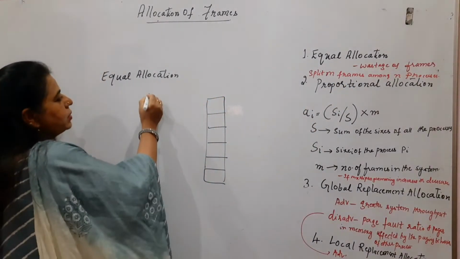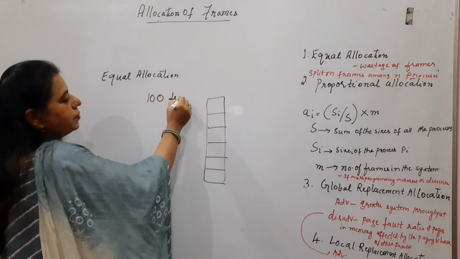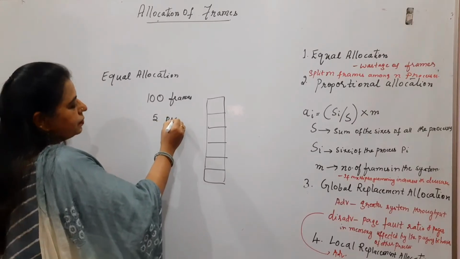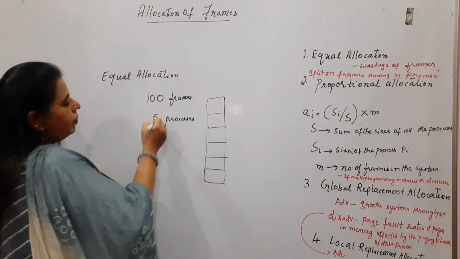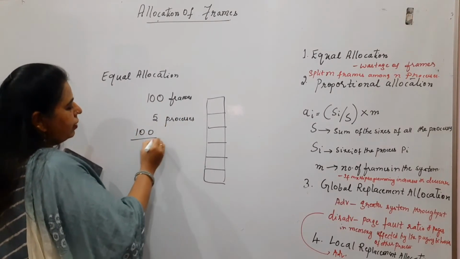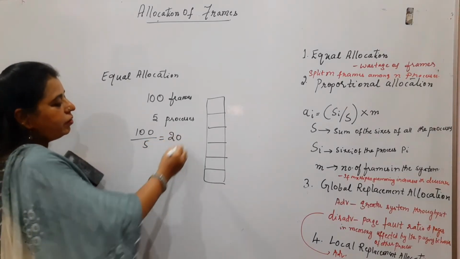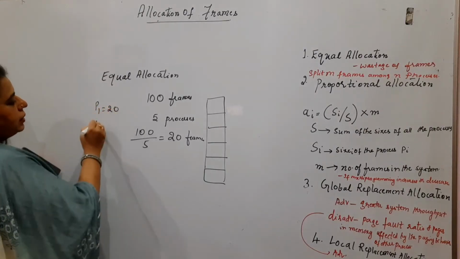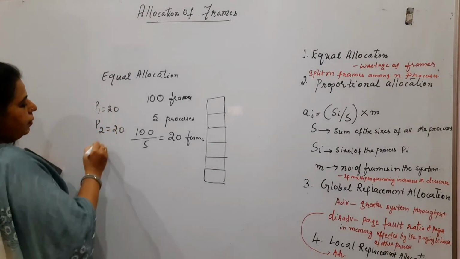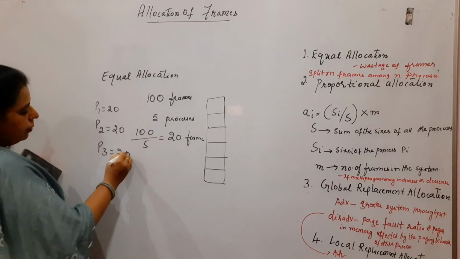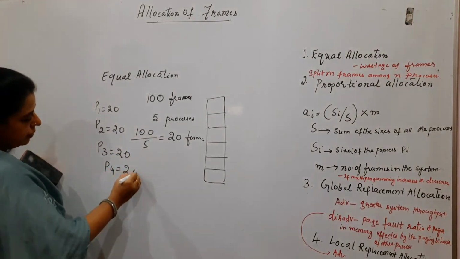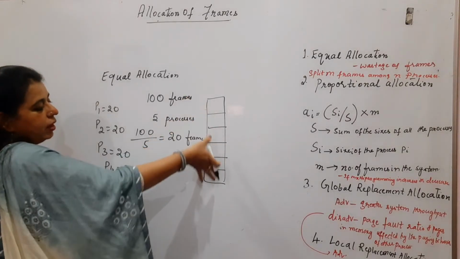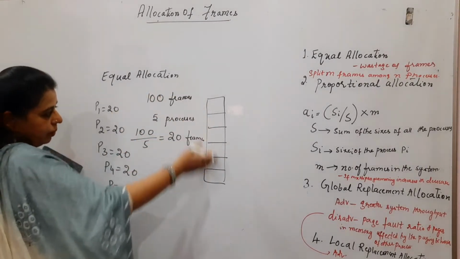Suppose the system has got 100 frames, and there are 5 processes. Then 100 divided by 5, each process will get 20 frames. So P1, P2, P3, P4, P5, each process has got 20. Now here I have shown a very small memory, but it will be a very huge memory.